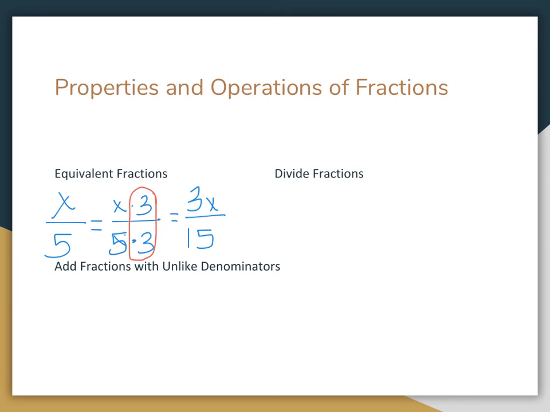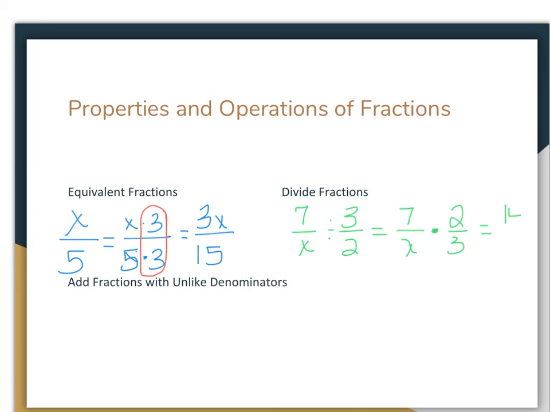An example of dividing fractions. So let's say we had something that looked like 7 over x divided by 3/2. We would change this to be 7 over x times 2/3. And when we now perform our multiplication, we end up with 14 over 3x.